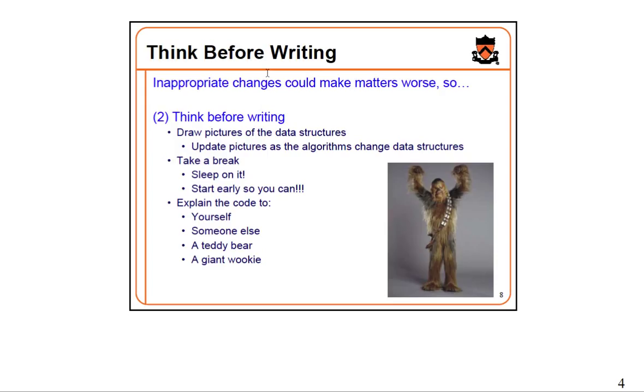So, well, the first one is think before writing. And it's kind of like think before speaking and everything else. If we do something inappropriate when we're making changes or even in our initial design, that's going to create problems later. So think before you write. Think about your data structures and what kind of data goes in them and what are the algorithms we're going to use to change the data structures. Sometimes you spend too much time coding. You need to maybe take a little bit of a break, sleep on it, walk away from it, etc.